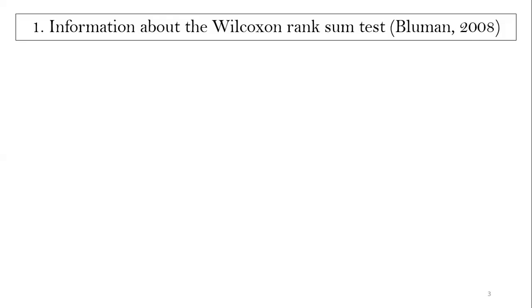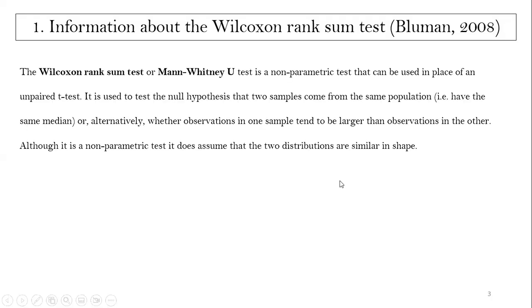Information about the Wilcoxon rank sum test. We have the Wilcoxon rank sum test, or the Mann-Whitney U test. It's a non-parametric test that can be used in place of an unpaired t-test. It is used to test the null hypothesis that 2 samples come from the same population, that is, they have the same median, or alternatively, whether observations in one sample tend to be larger than observations in the other. Although it is a non-parametric test, it does not assume that the 2 distributions are similar in shape.